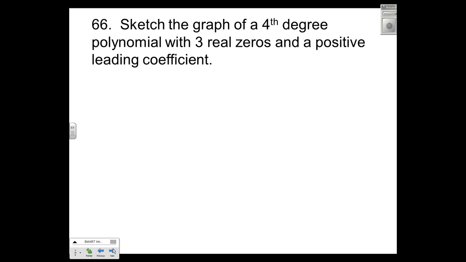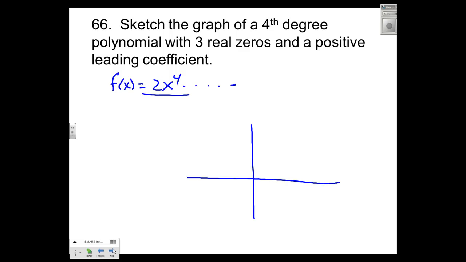Okay, now we are to sketch a 4th degree polynomial with 3 real zeros and a positive lead coefficient. So this might look something like f of x equals positive 2x to the 4th and then some other stuff. But that tells me a lot about my graph. If my graph has a positive coefficient and an even lead exponent, then this thing wants to rise to the right and rise to the left. That's our end behavior, or our left-hand, right-hand behavior.